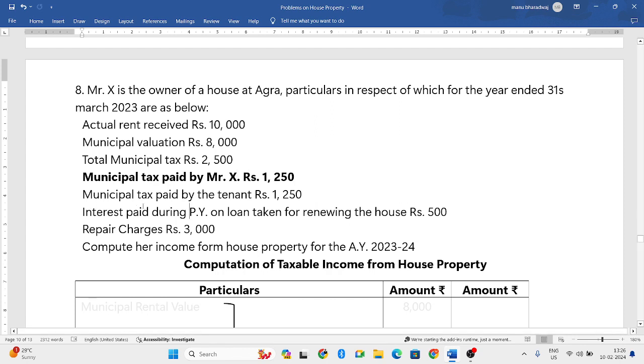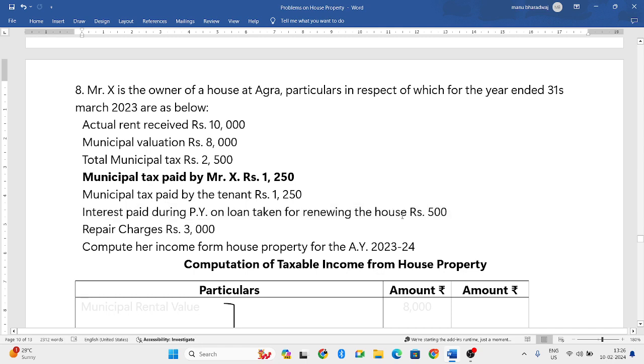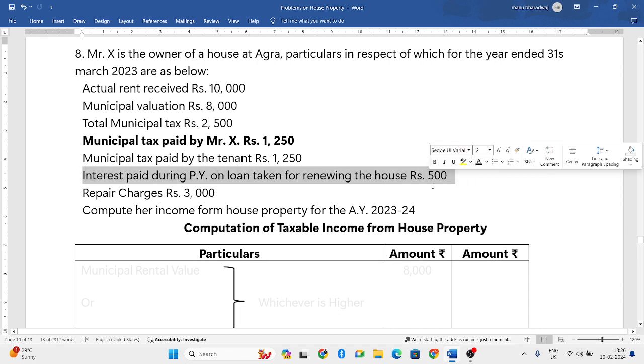Next, interest paid during the previous year on loan taken for renewing the houses. So they are doing repairs for the houses, renovation. For that he has taken a certain amount of loan. In part one I have told three deductions. First deduction is standard deduction. Second deduction is interest on borrowed capital. Next, the repair charges.